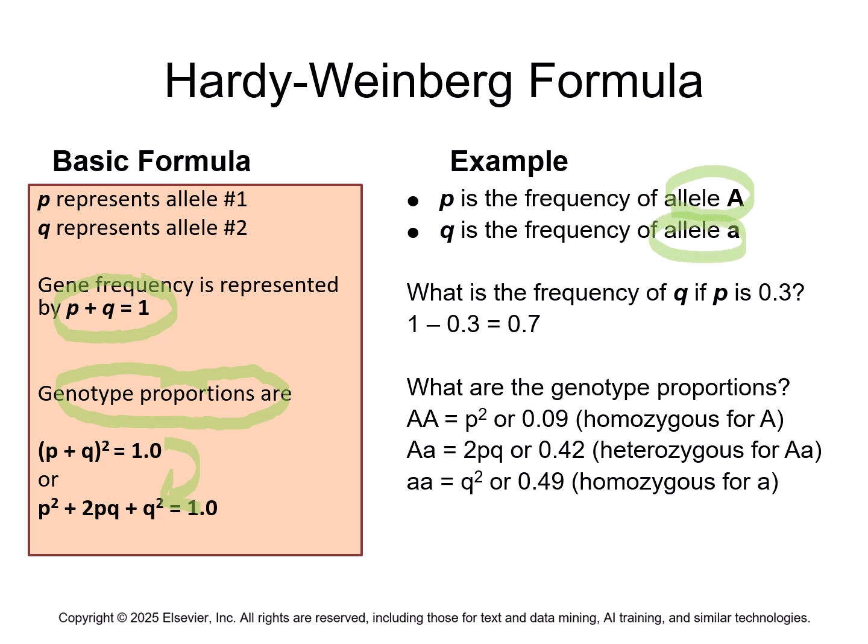And so if you're given one of these frequencies, you can figure out the other one by plugging into your equation. So what is the frequency of Q if P is 0.3? 1 minus 0.3 is 0.7. And then you can use your basic algebra to figure out the homozygous and heterozygous percentages for those as well.